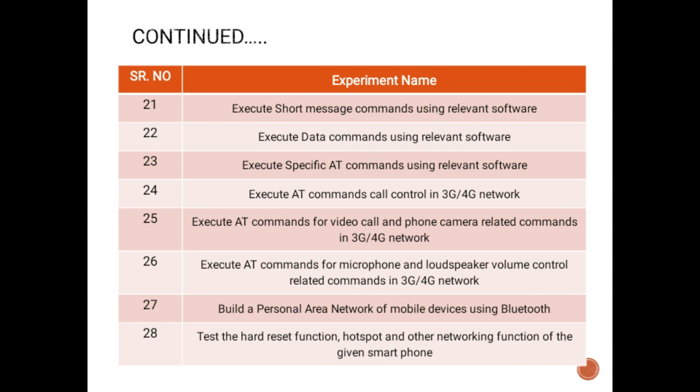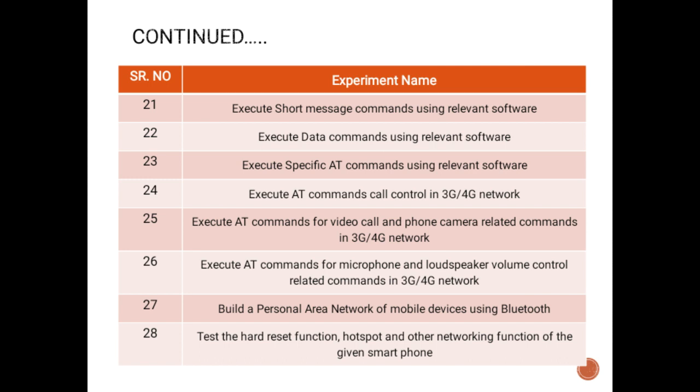The 24th is to execute AT commands for call control in 3G and 4G networks. The 25th is to execute AT commands for video call and phone camera related commands in 3G and 4G networks. The 26th is to execute AT commands for microphone and loudspeaker volume control related commands in 3G and 4G networks. For practicals number 15 to 26, we are going to use the GSM trainer kit. To execute AT commands, we are going to use HyperTerminal software.